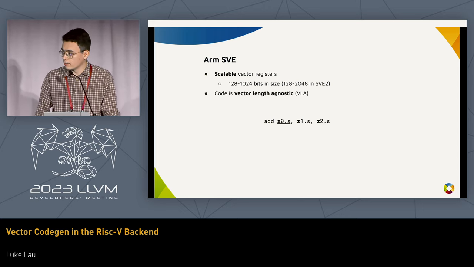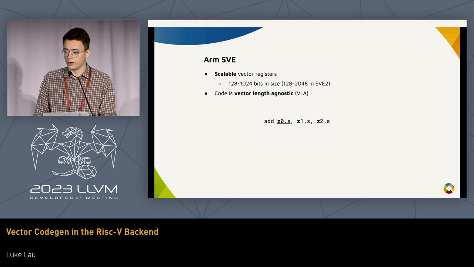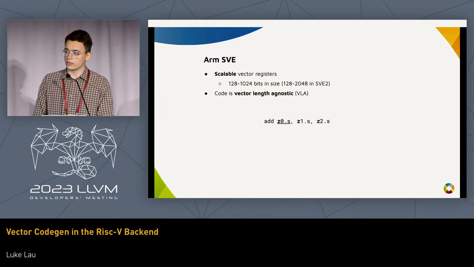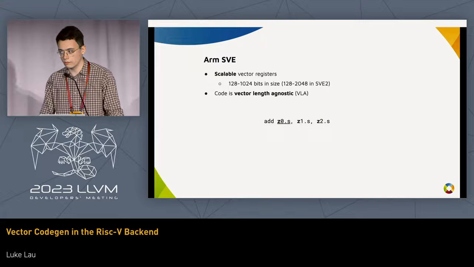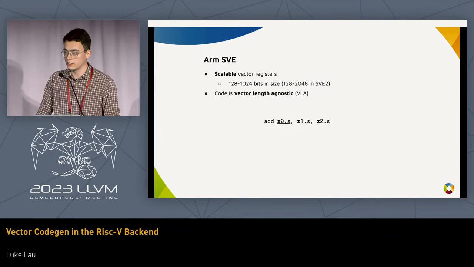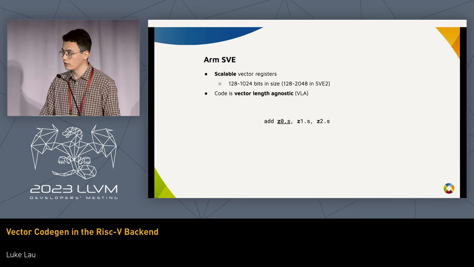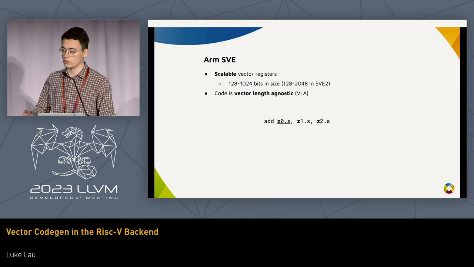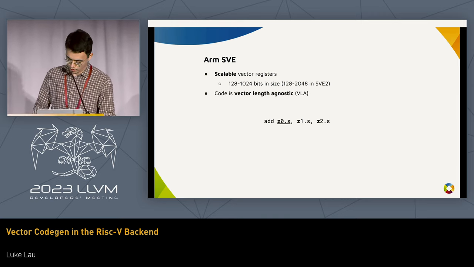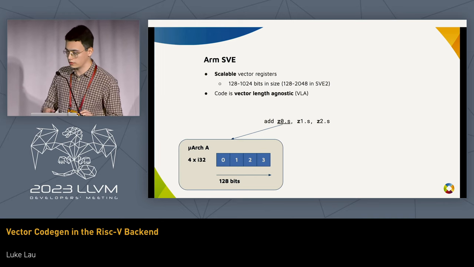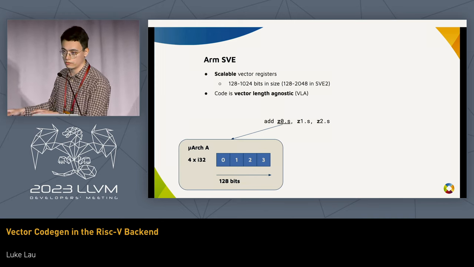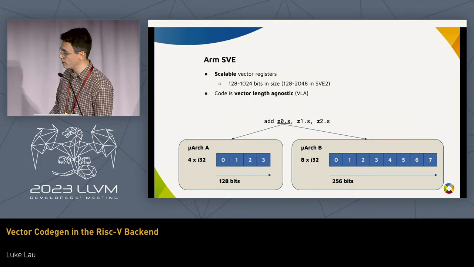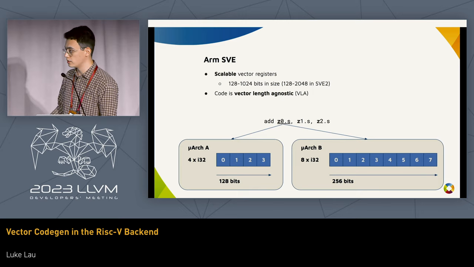But ARM SVE came along, the scalable vector extension for ARM, and it introduced this notion of scalable vector registers where we no longer know exactly what the size of the vector register is going to be at compile time. They can be anything from 128 bits to 1024 bits in size depending on the microarchitecture, and you're not going to know this until you actually run your code. And the code that you write for ARM SVE is actually agnostic to this vector length. So the single add instruction on one microarchitecture might execute across four elements, but you could take that exact same instruction and run it on a different machine, and you might find that it's now operating on 8 elements if the vector size was doubled, right?